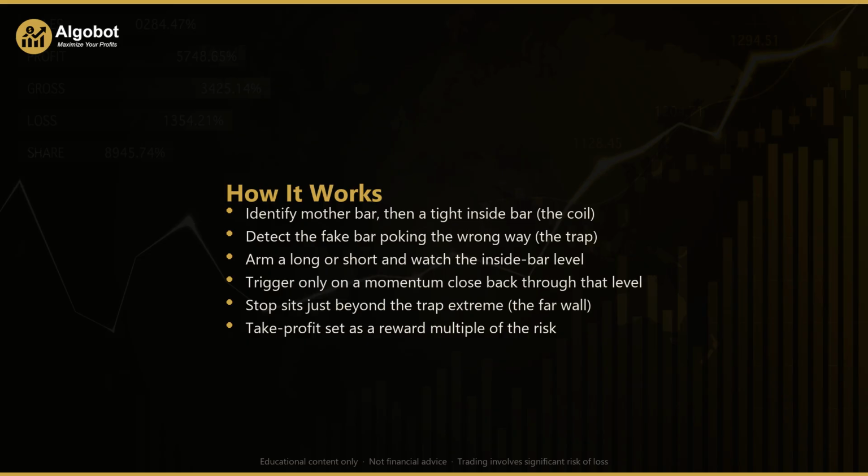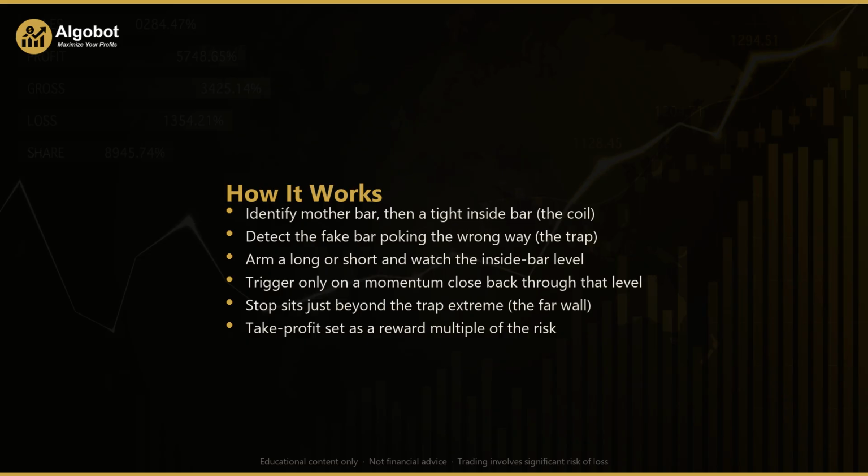On top of that, the inside bar must be tight. Its range has to be no larger than a set fraction of the mother's range, which tells us the market has coiled into a genuine squeeze. The high and low of this inside bar become the micro resistance and support that every breakout trader is watching. Then comes the trap. The third candle, the fake bar, pokes the wrong way. In a bullish setup, the fake bar prints a lower high and a lower low than the inside bar, a downside break that lures sellers in and traps them.